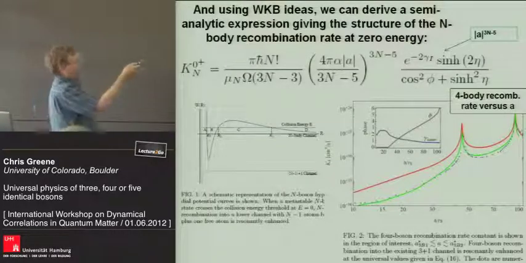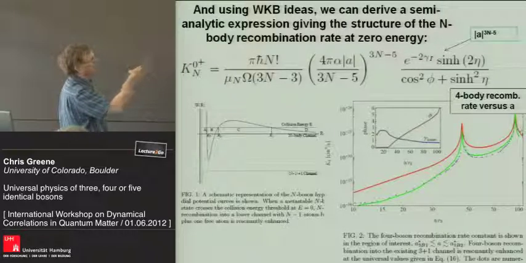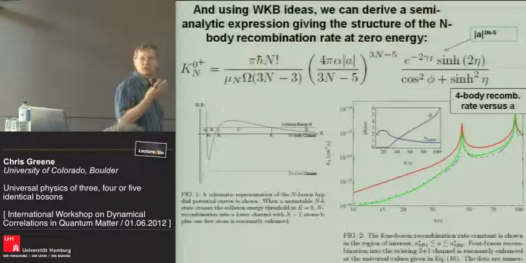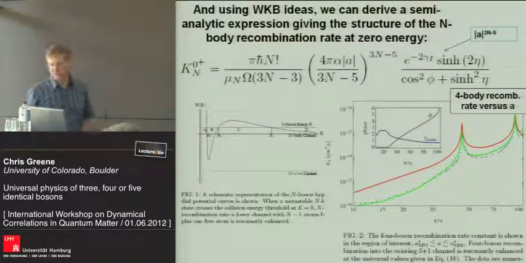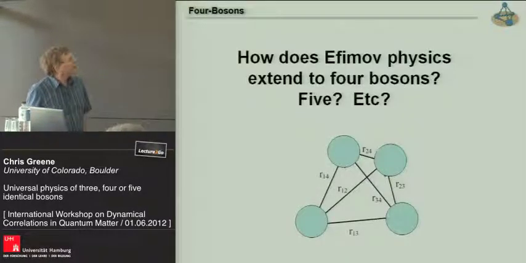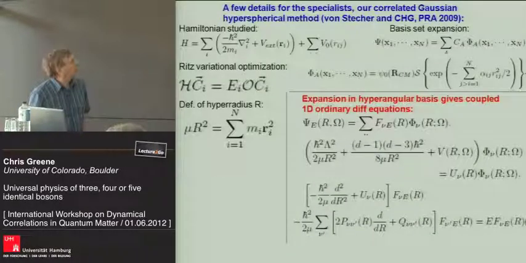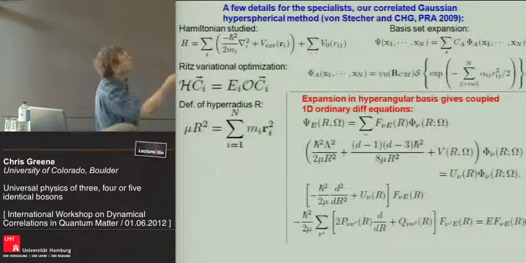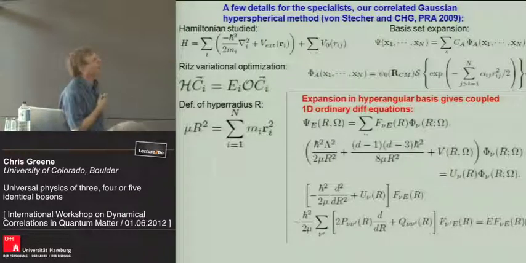And we could derive semi-classical versions of the rate coefficient that are similar to the ones Braaten and Hammer derived using effective field theory for the 3-particle case. But it's a real interesting question how all this universal Efimov physics extends to 4 or 5 or even more particles. Much of the math is the same. It's just harder to get these potential curves. Javier von Stecker found a clever way using correlated Gaussians to do this for 4 particles.